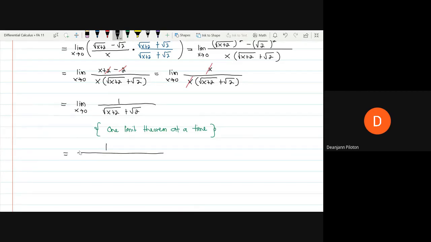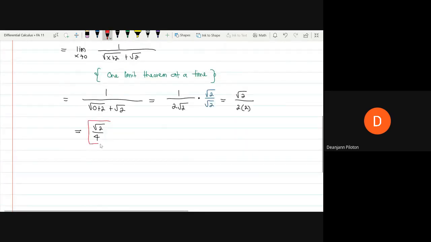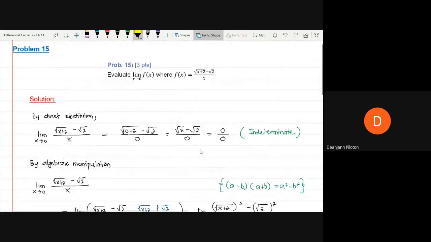So, 1 over square root of 0 plus 2 plus square root of 2 is equal to 1 over 2 square root of 2. Then rationalize this. So multiply by square root of 2 over square root of 2. So this is equal to square root of 2 over 2 times 2. Okay, so the final answer here, class, is square root of 2 over 4. So this one uses algebraic manipulation. Okay, class? Gets?